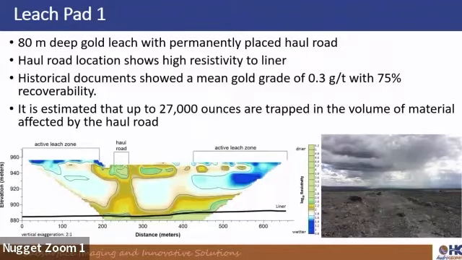And so water cannot pass through it and electrons cannot pass through it. So we see at the haul road location a split where the more conductive material is here, more conductive material is here. So all that material is not getting wetted. The historical document showed a mean gold grade of 0.3 grams per ton with 75% recoverability. If we look at the volume of the affected road, it is estimated that 27,000 ounces are trapped in the volume of material affected by the haul road. That's not a trivial amount. That's a lot of gold right there.